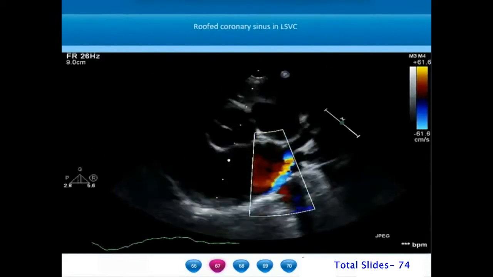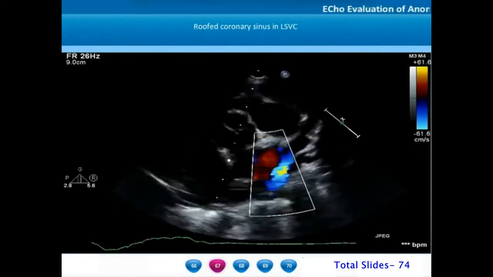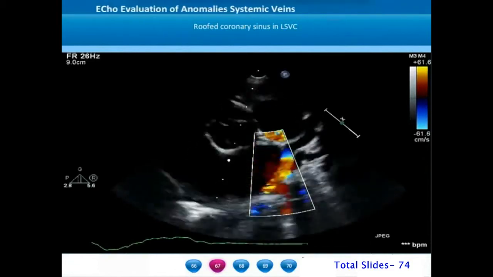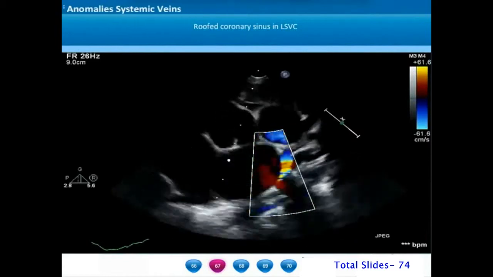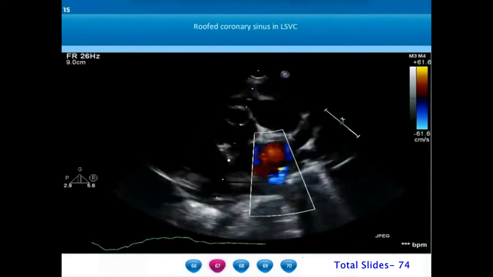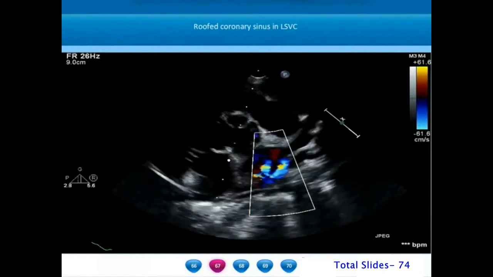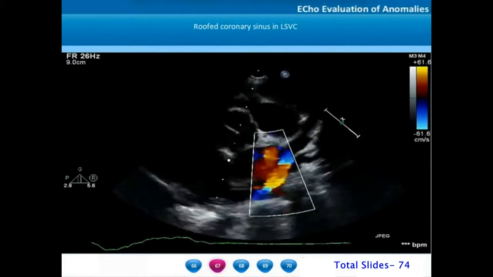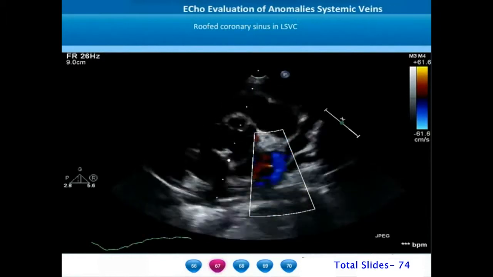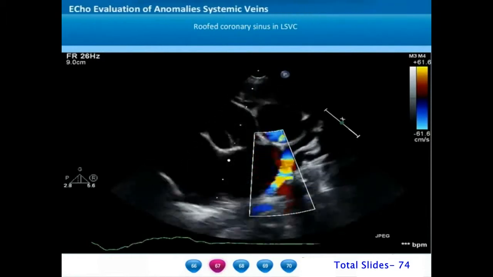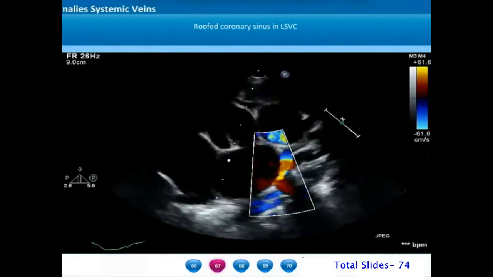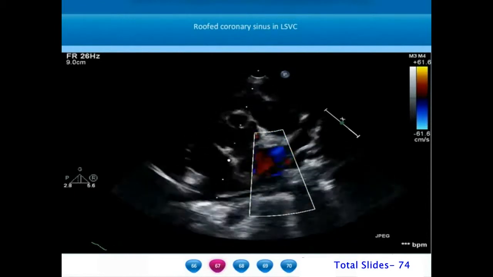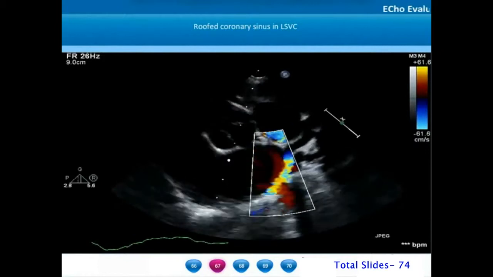IVC interruption with azygous continuation is more commonly seen in patients with situs ambiguous, heterotaxy, and left isomerism or polysplenia syndrome. In this situation, both the atria have features of left atrium. So both the appendages will have left atrial appendage morphology. Since the coronary sinus is a part of the left atrium, in patients with polysplenia syndrome, if there is persistence of patency of the left superior vena cava, there will be a well-formed roofed coronary sinus in all these patients.